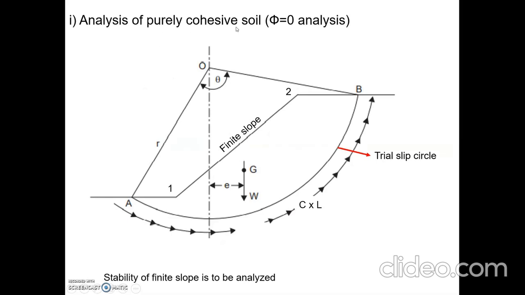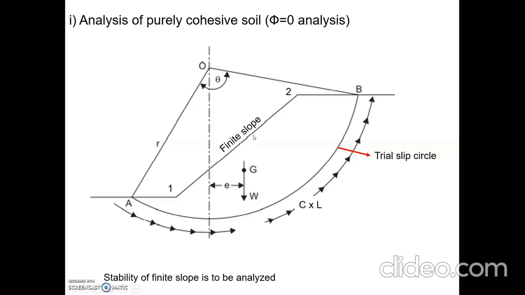First one is analysis of purely cohesive soil, that is phi equal to 0 analysis. Here we can see a finite slope extending from point 1 to 2. And the stability of this finite slope has to be analyzed. That means we need to check whether this slope will fail or not. In order to know whether it will fail or not, we need to find out its factor of safety. So to find factor of safety, we will follow a certain method.